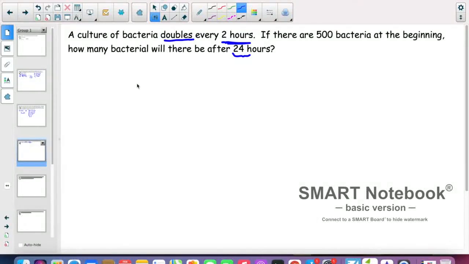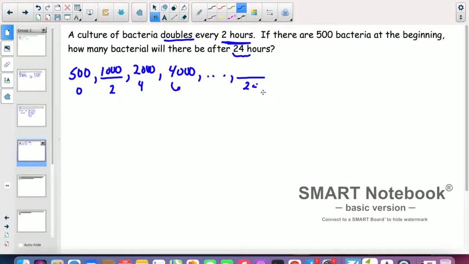So if you think about this one, there are 500 at the beginning. It doubles every 2 hours. So that's at time 0, at the beginning. After 2 hours, we have 1,000. After 4 hours, we have 2,000. After 6 hours, we have 4,000. And this pattern is going to continue until we are at the 24-hour mark.